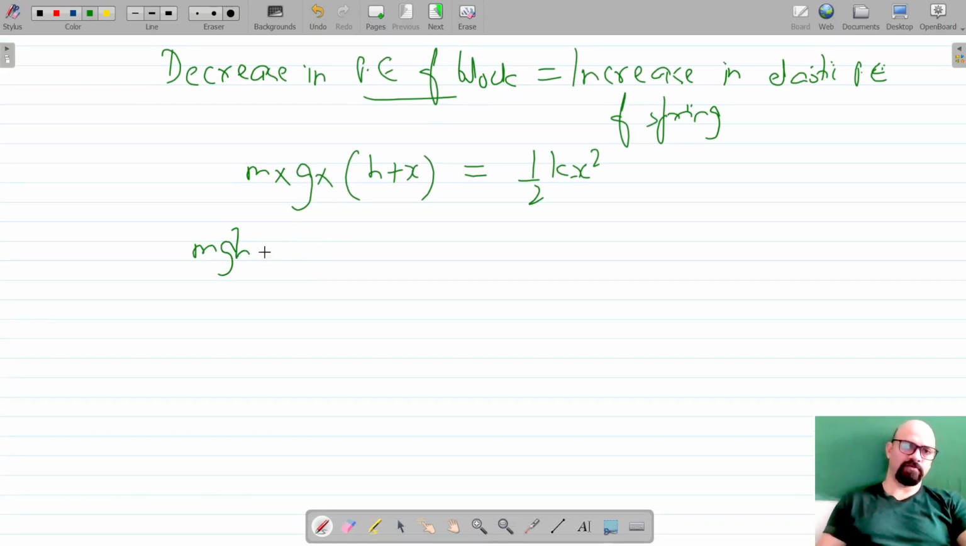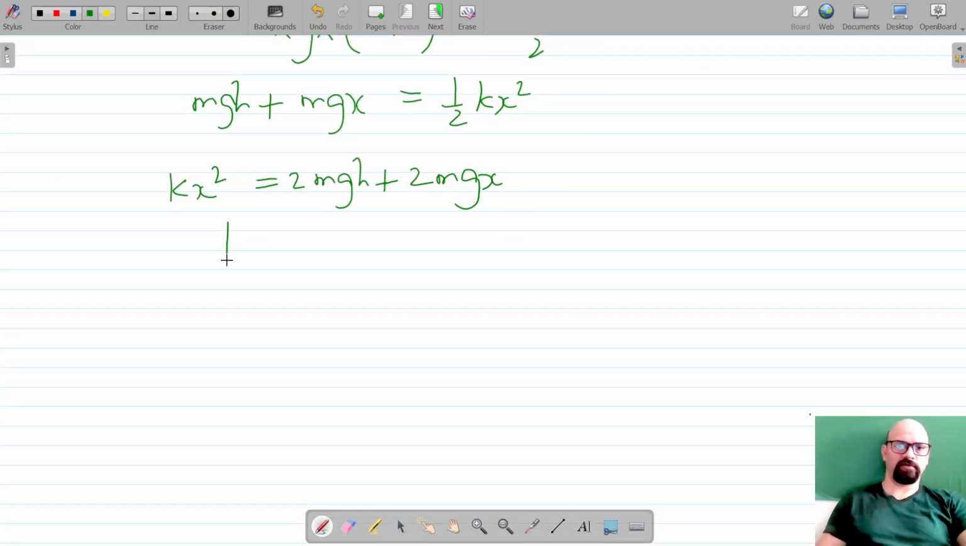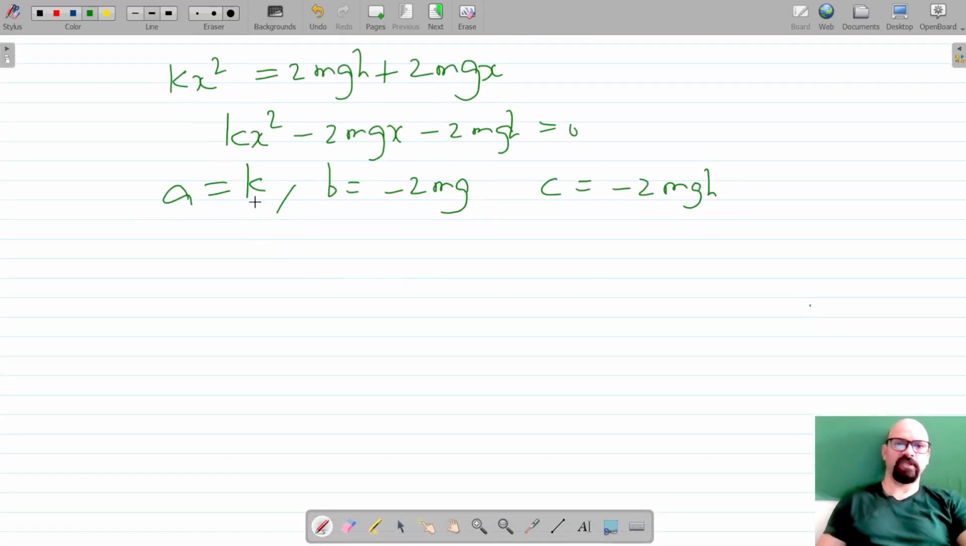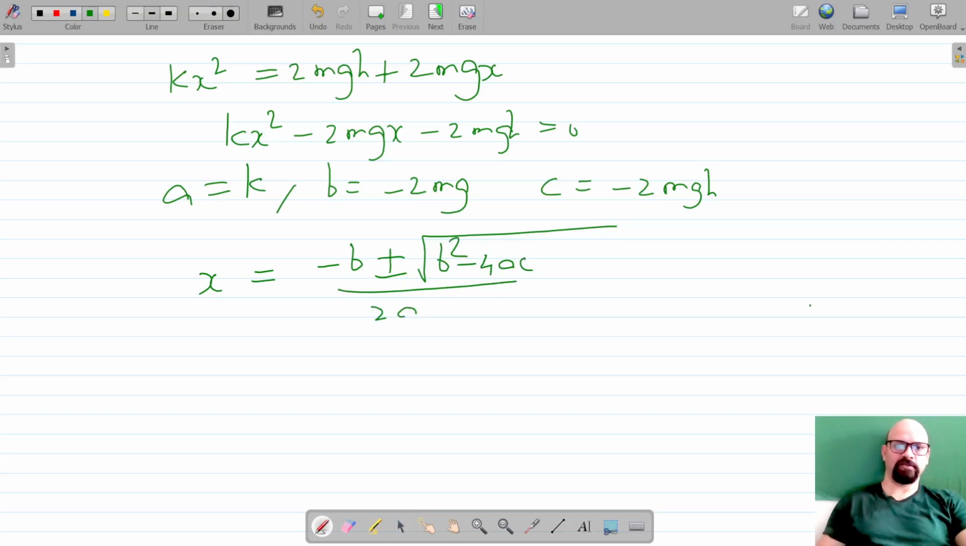So I'm going to open this. This is mgh plus mgx is equal to half k x squared. Finally, I can write it as k x squared is equal to 2mgh plus 2mgx. So this is a quadratic equation: k x squared minus 2mgx minus 2mgh is equal to 0. I'm going to write the respective coefficients of x squared and x. So a is k, b is minus 2mg, and c is minus 2mgh. Now we are going to use the quadratic formula to find the value of x. So x is minus b plus or minus the root of b squared minus 4ac, divided by 2a.